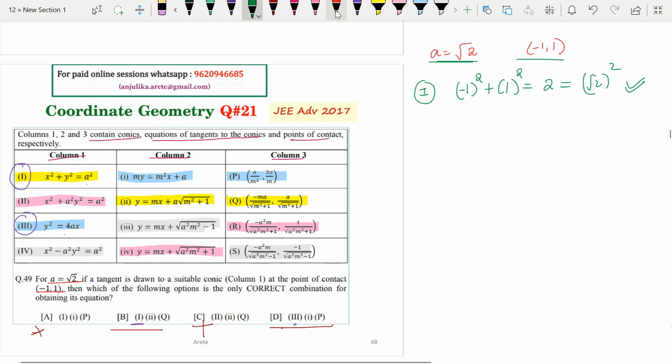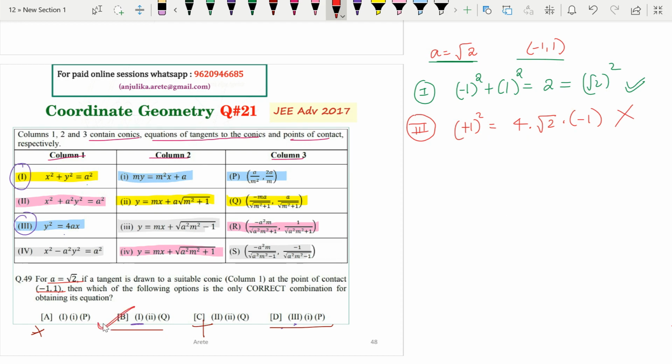Fine. Before checking anything further, let's also check the third one. Okay, if the point is on this curve, so y square is equal to 4 times a, which is given to you as root 2, and x is, see, y square, right? So y is actually positive 1. Anyways, this and this, and this is not true. Okay, doesn't matter. So this is all not true, so we are done with this question actually. Okay, b is the correct option.